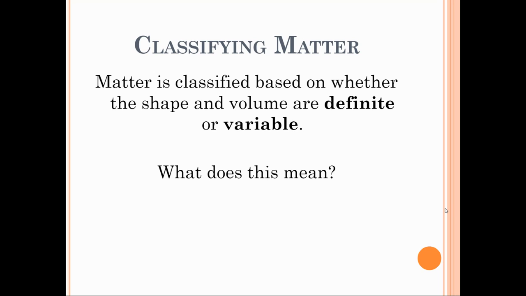So classifying matter. Matter is classified based on whether the shape and volume are definite or variable. So there it says, what does this mean? Well, if it's solid, okay, then it's going to have a definite shape and volume, okay? If it's a liquid, it's probably not going to have a definite shape, but it will have a definite volume. If it's a gas, then it's going to be variable shape and variable volume.